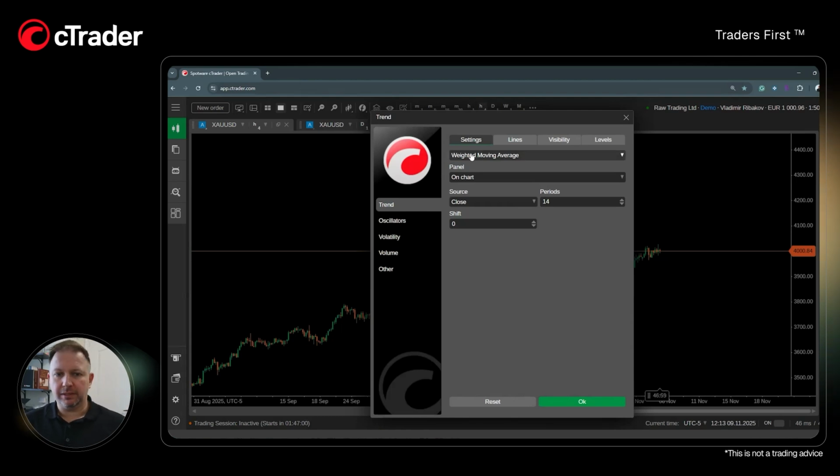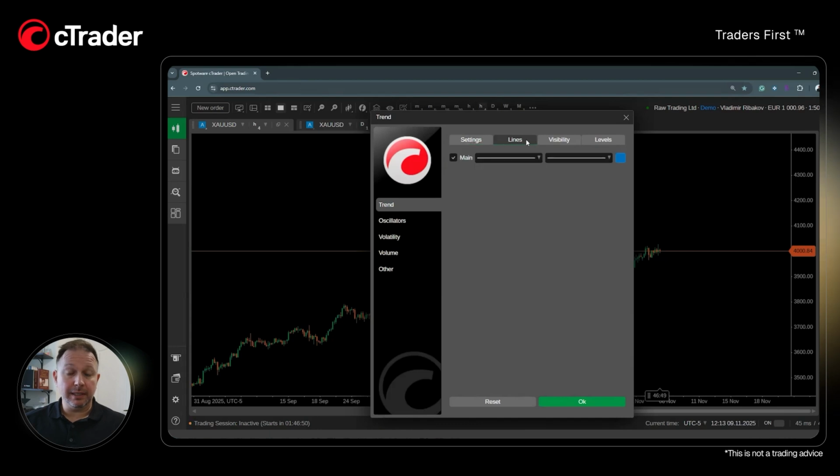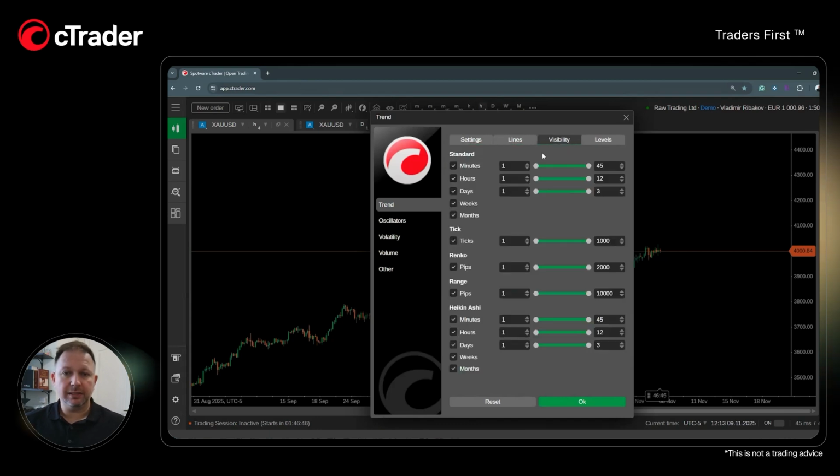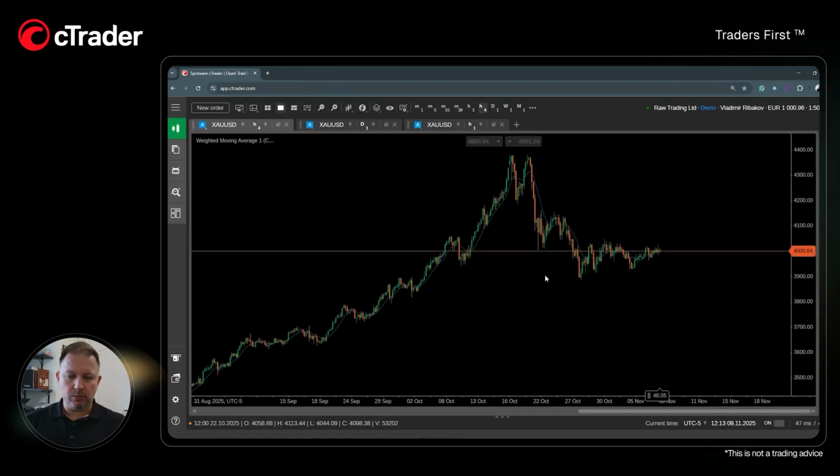By default, it comes with a period of 14, and it applies to the close price. Of course, you can play with the settings. Here in the lines, you would be able to find the type and the thickness of the line, and as well you will be able to define the visibility, on what time frames and what type of charts you would want to see the indicator. When you click OK, you would see the indicator on the chart.